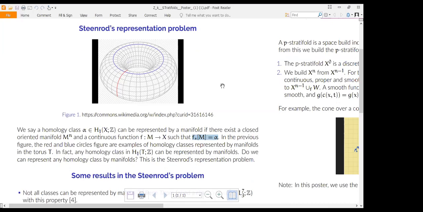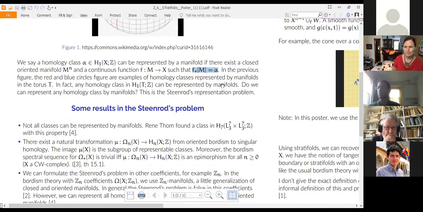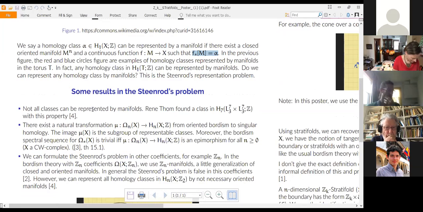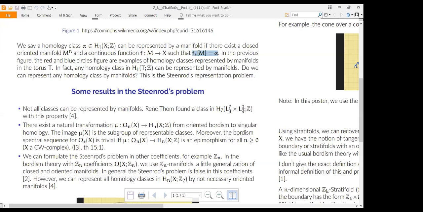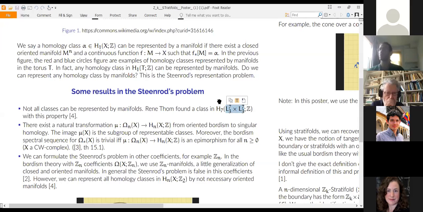This is not an easy problem. It's a really, really difficult problem in algebraic topology. And the principal answer to this question is the following: you cannot represent all homology classes by manifolds. And Thom found the first example of a class that you cannot represent using manifolds. It's a class in this space, the product of a lens space.